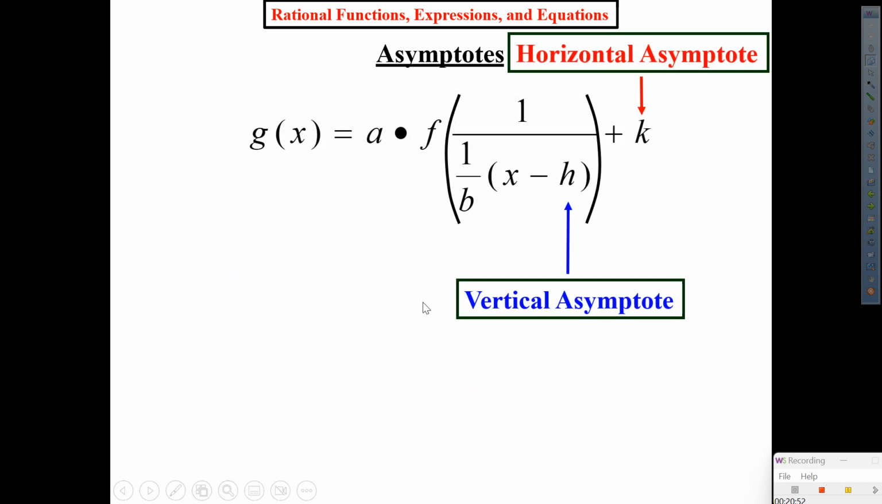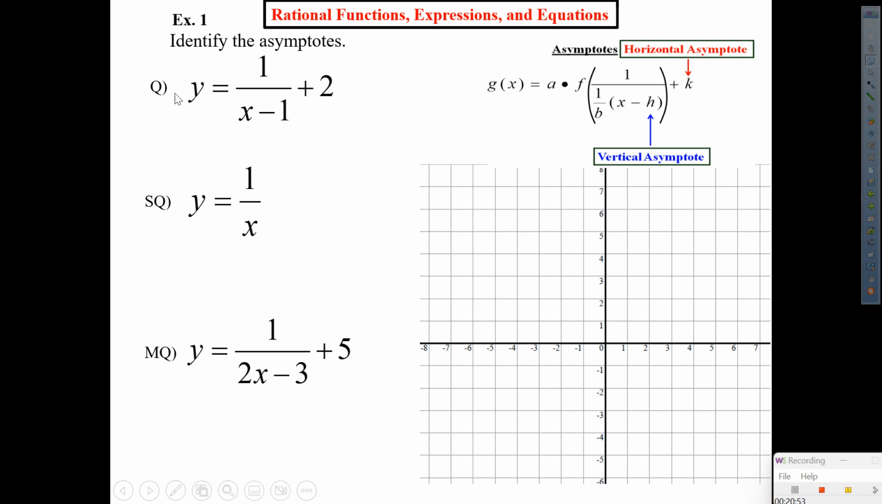So with that said, copy this one, example 1. Example Q reads y equals 1 over x minus 1 plus 2. Super Q is y equals 1 over x. And mega Q, y equals 1 over 2x minus 3 plus 5. And get a coordinate plane to the side from negative 10 to 10. I'll give you some time, 1 minute. Go.